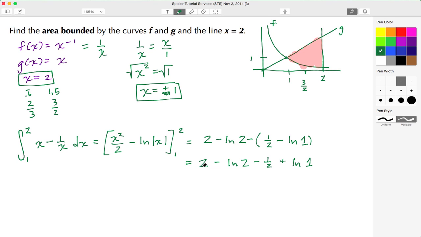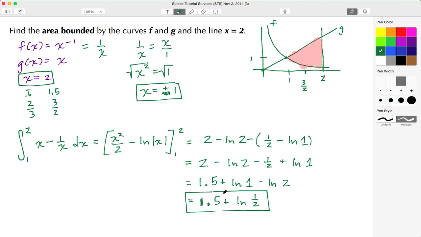At this point I have 2 minus 1 half, that becomes 1 and a half. And then I have plus the natural log of 1 minus the natural log of 2. Using the properties of the logarithms, I can simplify this to plus the natural log of 1 half. So this here is going to be in square units. So this here represents the area that you see shaded here.